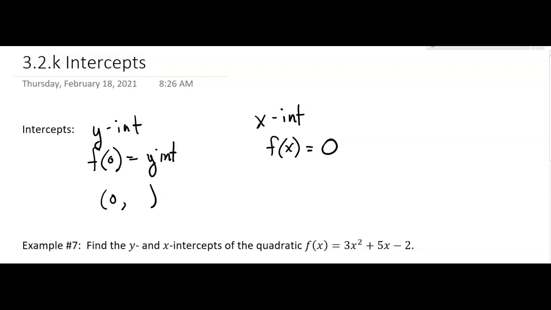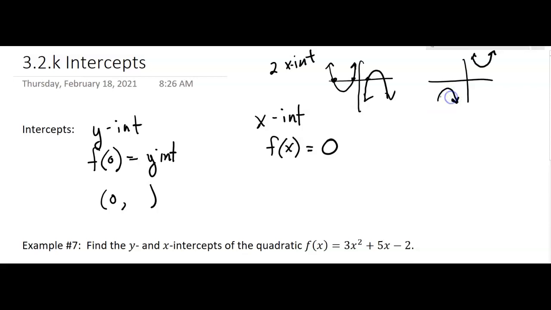And then you're going to get one of three situations. You could have a parabola that goes something like this, or an upside down one that goes like this, and there are two x-intercepts in those cases. You could have a parabola that's not going to intersect the x-axis. It could look like that, or it could look like that. And in these cases, there are no x-intercepts.